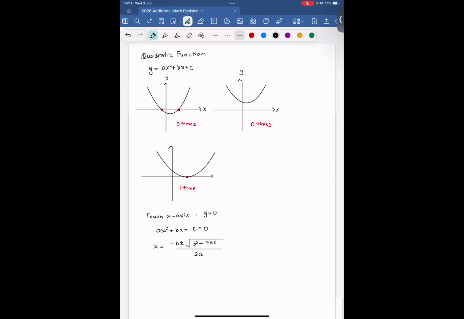So if it touches the x-axis 2 times, what does it mean? Your b squared minus 4ac will be a positive number. If it touches 1 time, then your b squared minus 4ac will be equal to 0. And if it doesn't touch, it means your b squared minus 4ac will be less than 0. Okay, so this is what we are interested to find out.